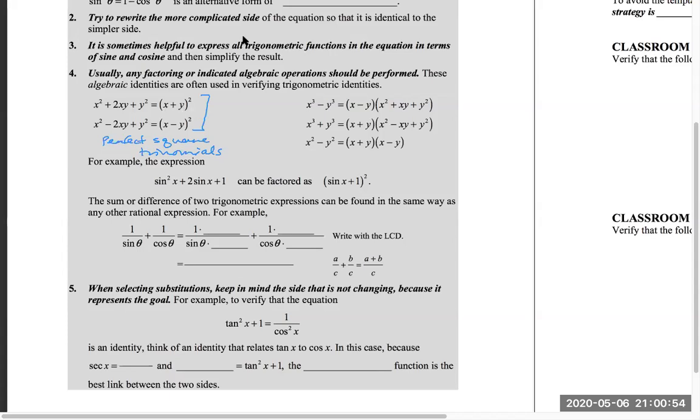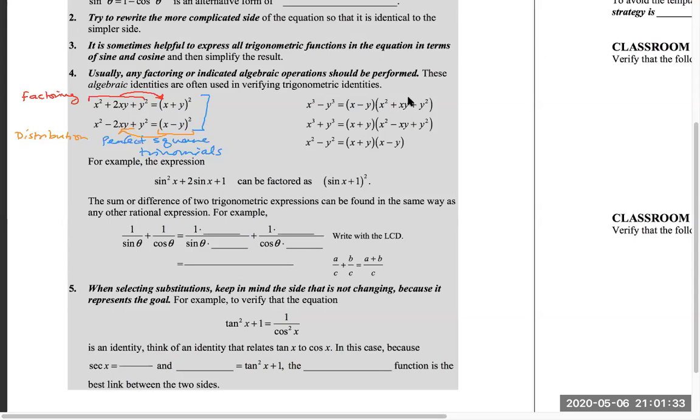One more thing to mention about this. If you were going from your side here on the left to the right, that's actually factoring. If you're going from the right side over here to the left, that's called distribution.